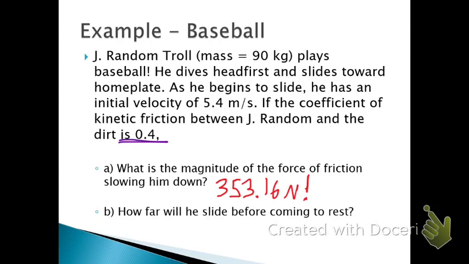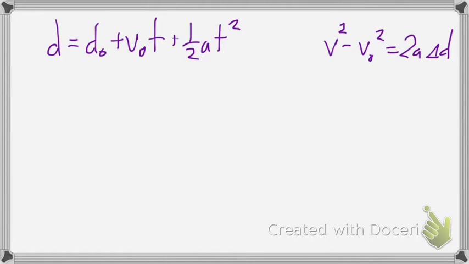Will he make it to the base or not? How embarrassing would that be, going for a slide and then just stop short of the base and then get tagged out? So, good thing J-Random knows physics, so he'll be able to solve for this. Well, so far when we're asked for distances, we know of two different equations that can be used for that. The distance equation and the combo equation. So let's see what we got.